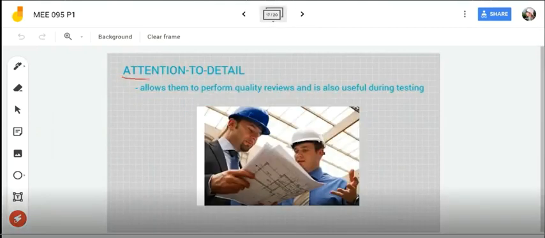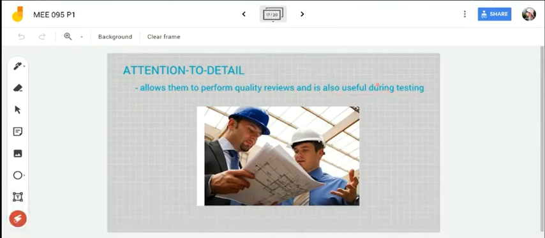Okay, next online, we have here the attention to detail. When we say attention to detail, it allows them to perform quality reviews and is also useful during testing. Syempre, when you are an engineer, dapat you have that curiosity in things. Kumbaga, you have the attention to detail, that you are very detailed, or every detail is pinapansin mo, because every detail is very, very critical or very useful in the success of your project.